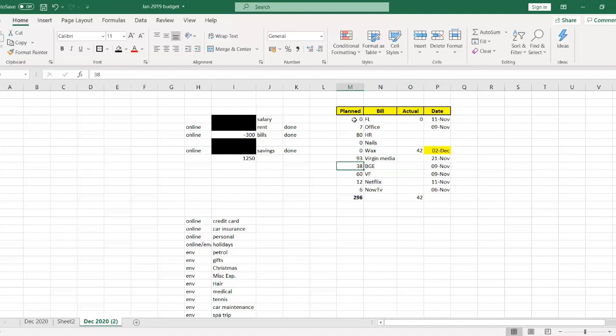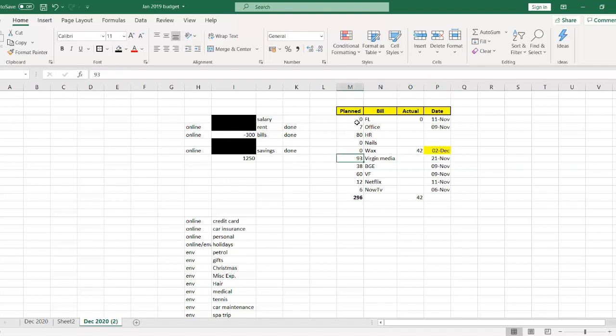Bord Gáis Energy is my electricity, that I have planned €38. Vodafone is my phone bill, and I've planned 60. Netflix is 12 and Now TV is 6. The reason that I have planned and actual is that, for example, if I take Virgin Media, there's been a change to our VAT rate, I think. So I think it works out at about 92.54 or something like that at the moment, but I just round up and then I write the actual amount once the bill comes in over here and update the date.